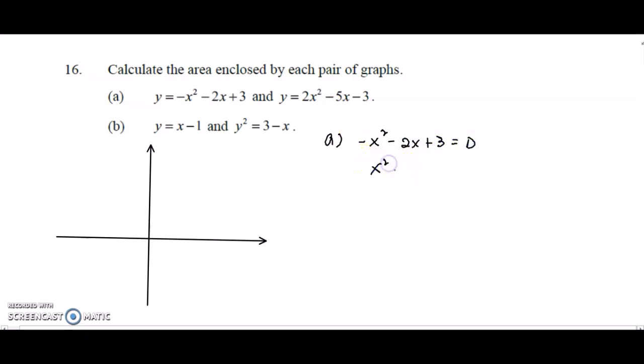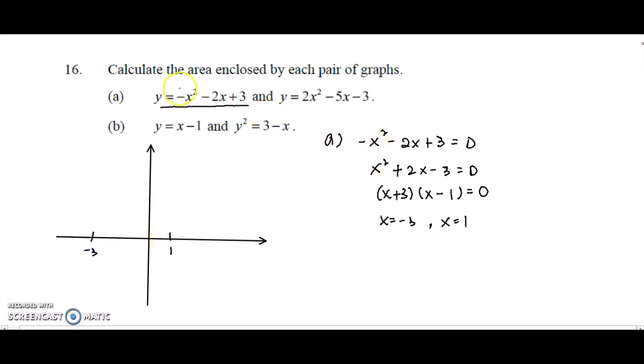And maybe we'll factorize first. (x + 3)(x − 1), and you can expand it back to see if you get the correct one. You have x squared, yes, then x equals negative 3, x equals 1. You can see that the first curve over here has the roots at negative 3 and 1.